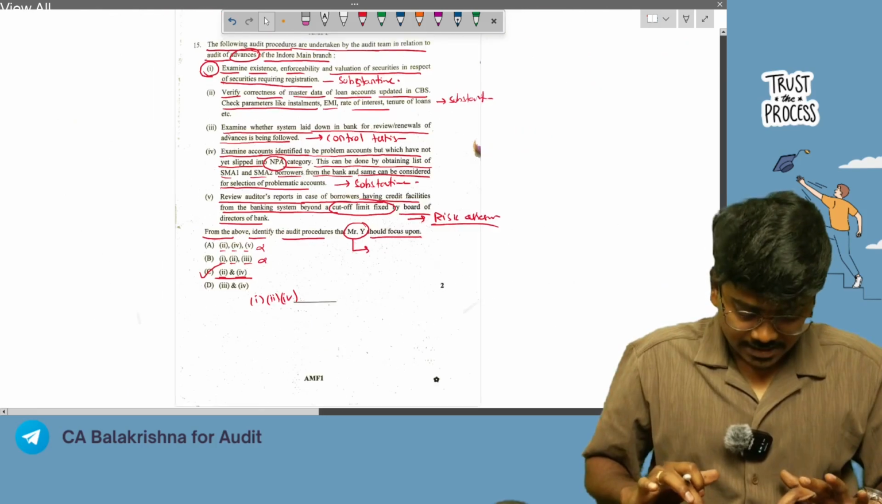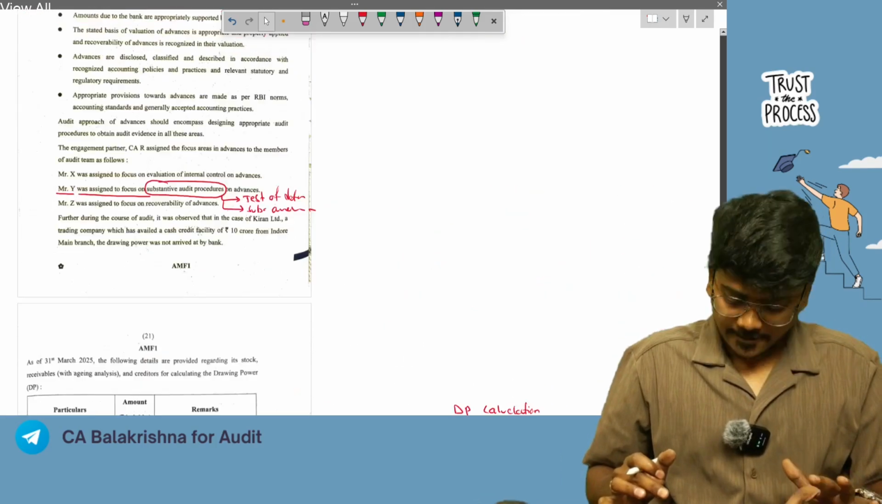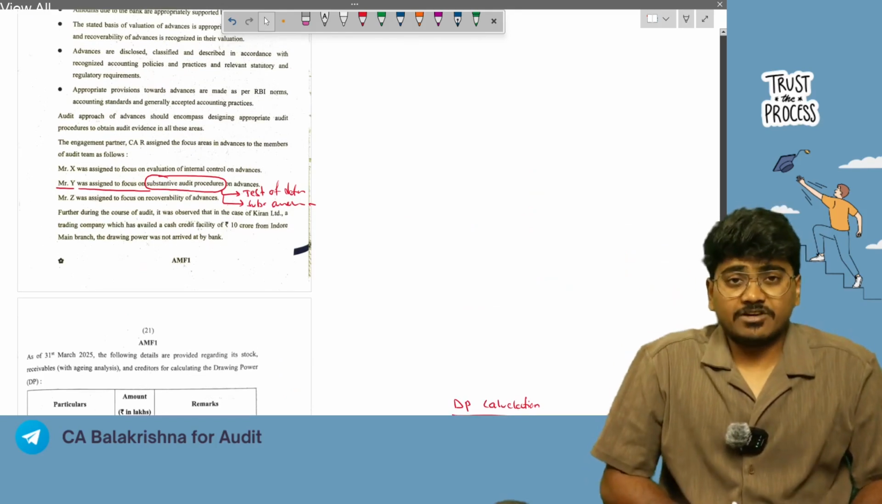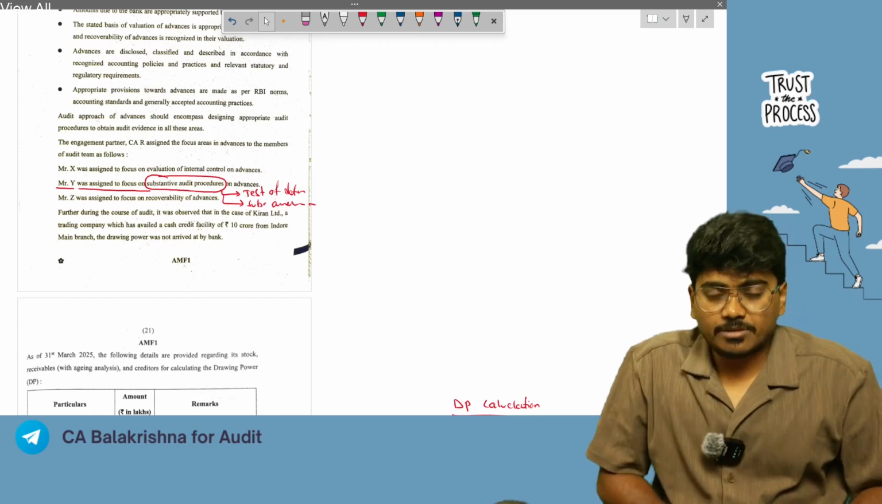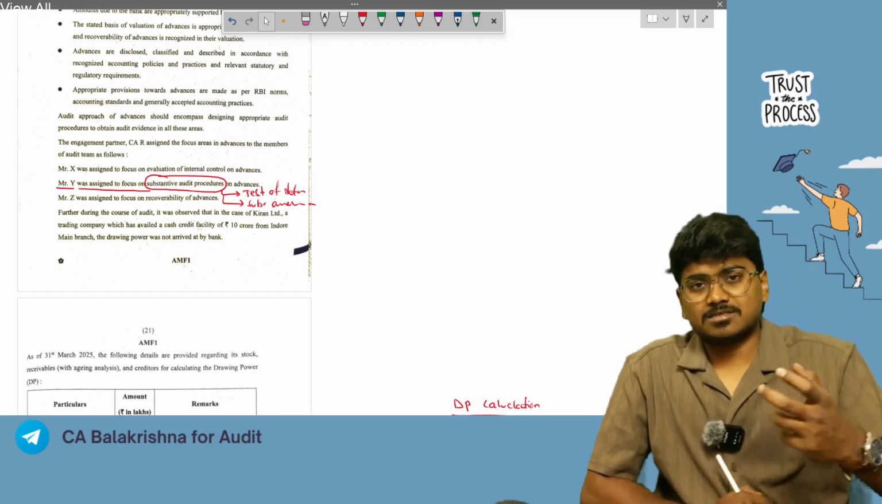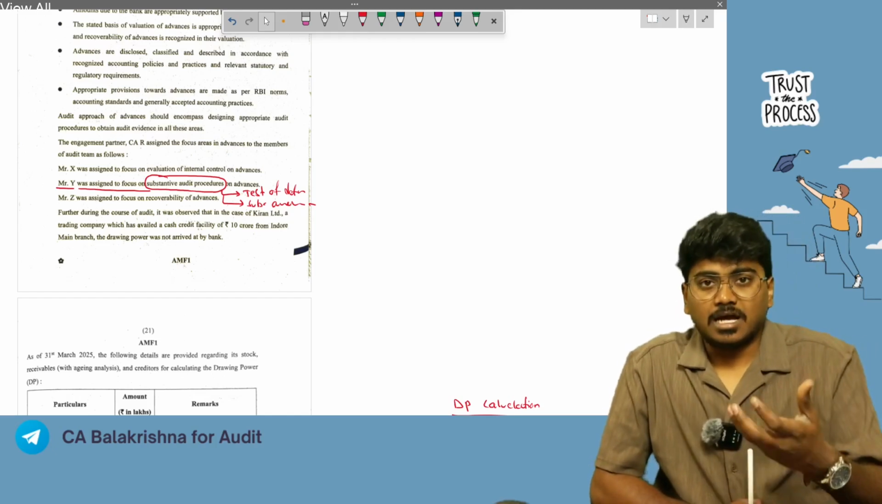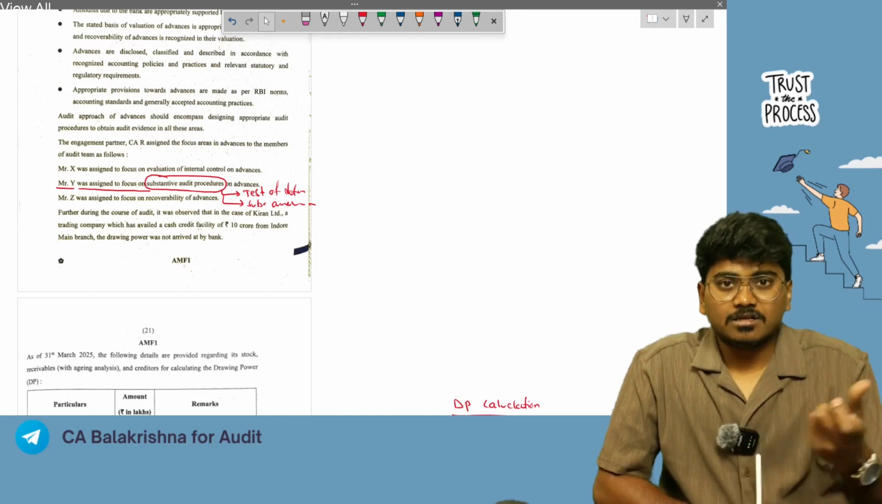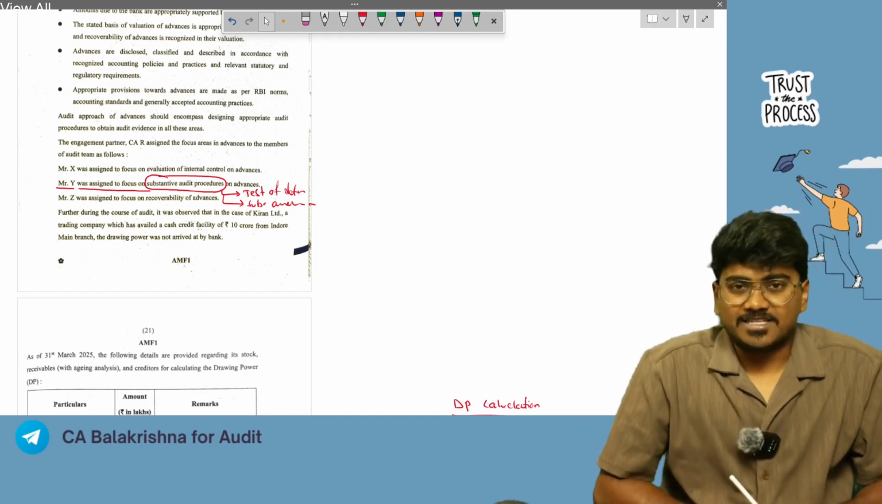Okay, so these are the answers for the MCQs of CA final audit of May 2025 examinations. Okay, you can verify this with the answers that you have written. Okay, and this will also act as a guide for the students who are preparing for September 2025 examinations.